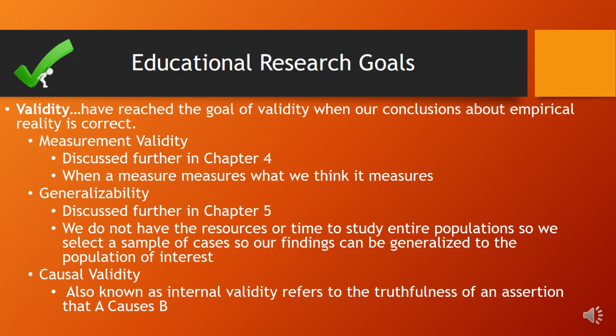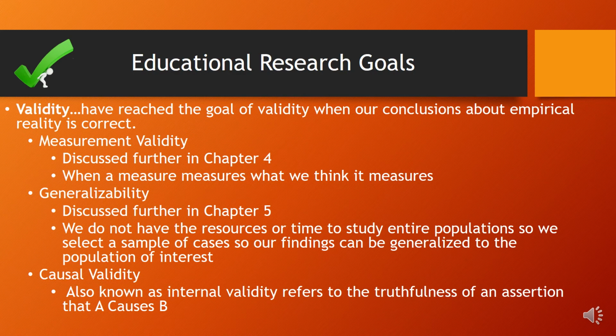Educational research goals. Educational researchers try to fulfill 3 goals. We have reached the goal of validity when our conclusions about empirical reality are correct. The 3 aspects of validity include measurement validity, discussed further in Chapter 4, is our first concern in measuring validity, as it exists when a measure measures what we think it measures.